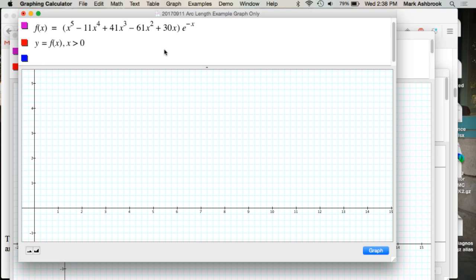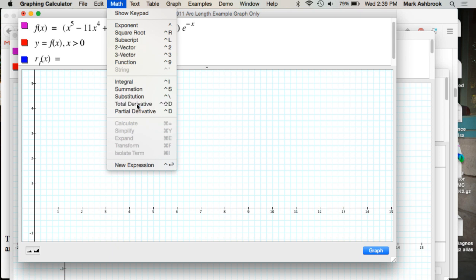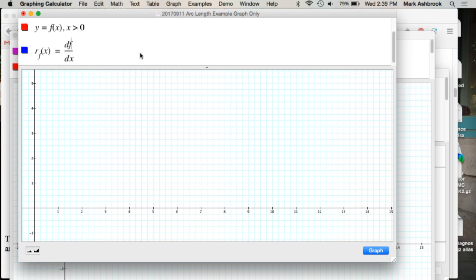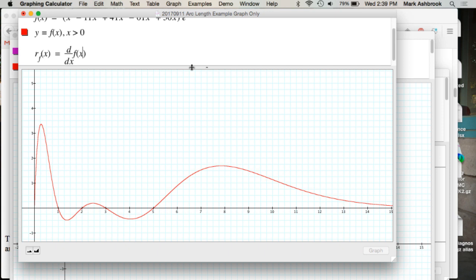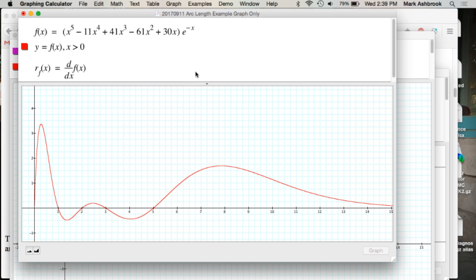So GC can do that for us. I can say rate of change of f of x equals, and then if you go up here to the math menu, you use total derivative, and then f of x. Okay, so I've just defined the rate function. So I've got the derivative of f now defined as r sub f of x.